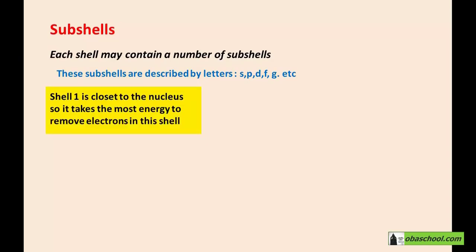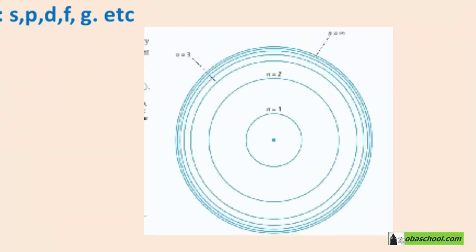Shell 1 is closest to the nucleus, so it takes the most energy to remove electrons in this shell. Here is an atomic structure. In shell 1, the electrons are closest to the nucleus. It's very hard to remove an electron in shell 1 out of the atom. We need a high energy to remove it, because this electron is highly attracted to the nucleus.